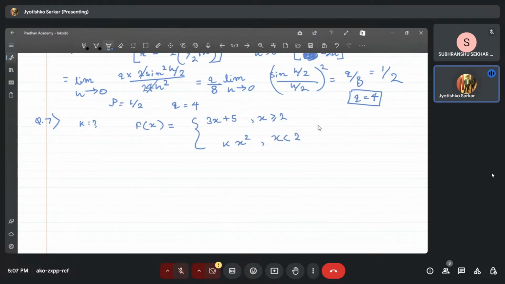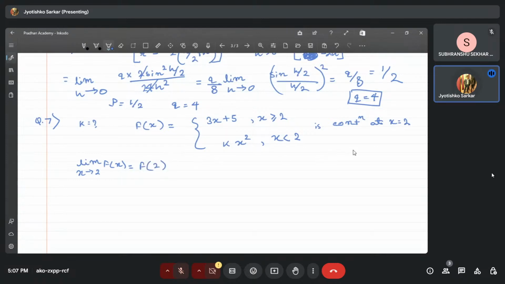Now this function is continuous at x equals 2. We have to find the value of k. Now using the definition, limit x tends to 2 f(x) is equal to f at 2.